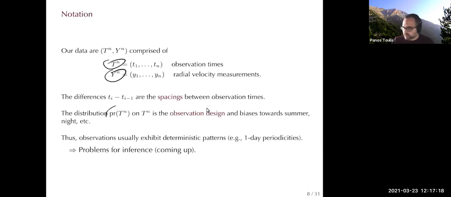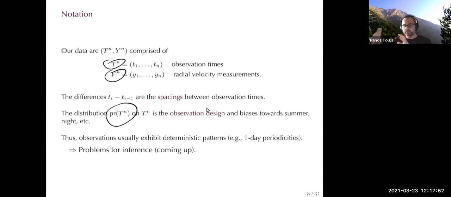And we can conceptualize a distribution for these observation times, right? We'd like these observation times to be completely random because intuitively this would lead to the best inference. However, the problem here is that this can be far from random, or at least there are very strong deterministic patterns in that distribution, or biases. For instance, the observation times usually have to happen during the summer. They have to happen during the night, and they also have to happen in a specific window where the position of the star is favorable.